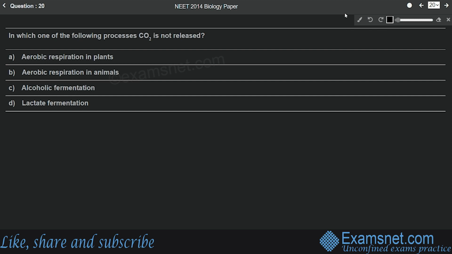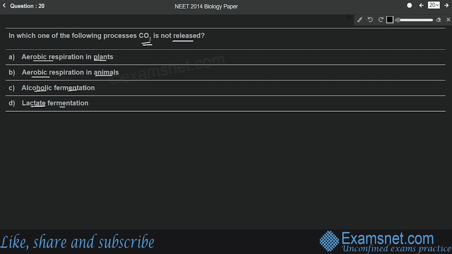Question number 20 is from the chapter Respiration in Plants, and the question is, in which one of the following processes carbon dioxide is not released? Options are aerobic respiration in plants, aerobic respiration in animals, alcoholic fermentation, and lactate fermentation.